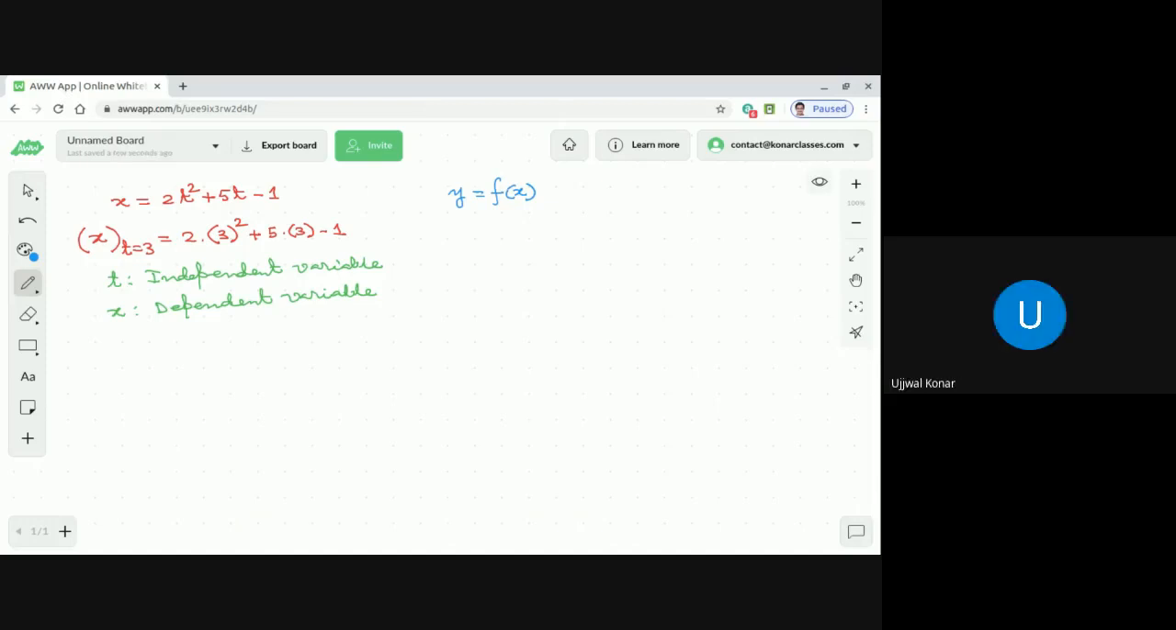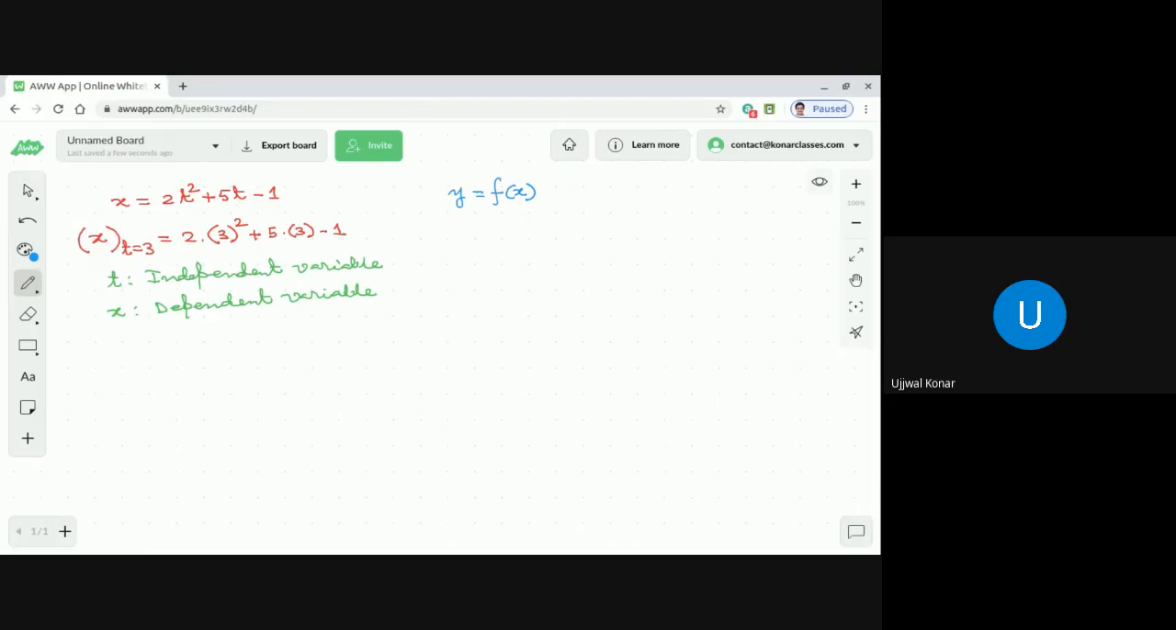Now there are two conditions for this kind of relation to qualify as a function. The first is that if you give a value of x, you will always find a value of y. In simple terms, you give a value of x, you'll always get a value of y. So if this kind of relationship is there, that is called a function. And another condition is there.